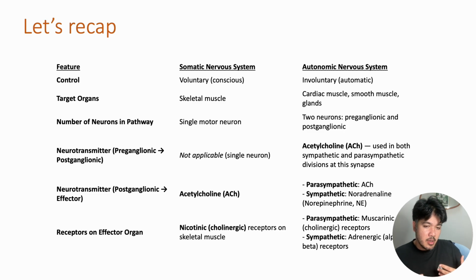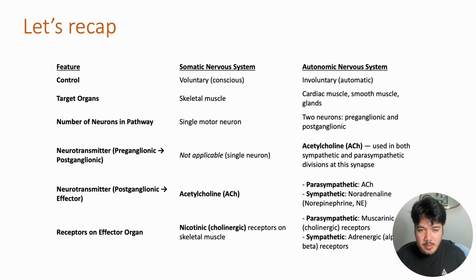Let's focus a little bit on the neurotransmitter from the postganglionic to the effector organ, and that's acetylcholine for the somatic nervous system, and it's also acetylcholine in your parasympathetic nervous system. Now, in terms of your sympathetic nervous system, you then have noradrenaline or norepinephrine, and that's a different one from your conventional acetylcholine.